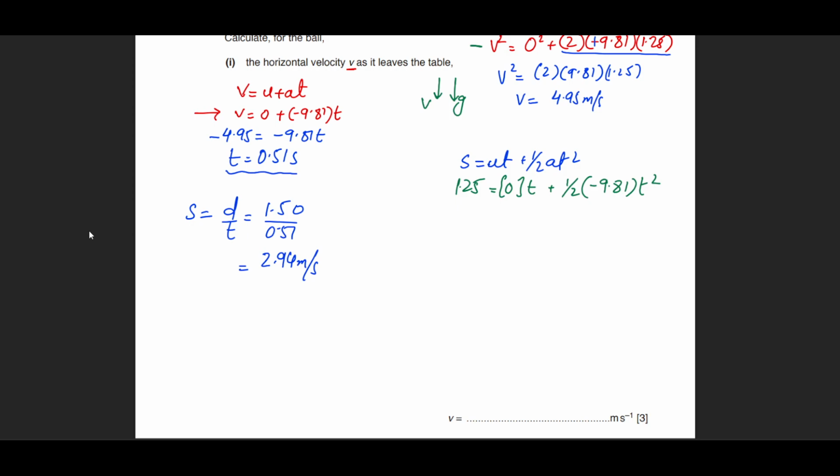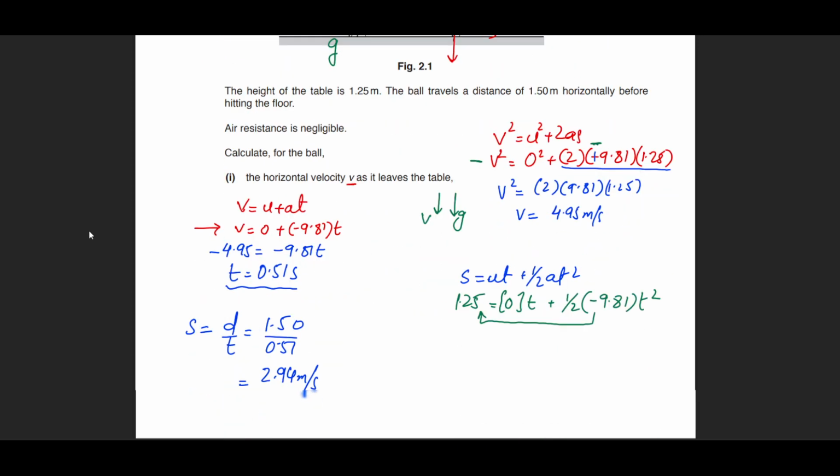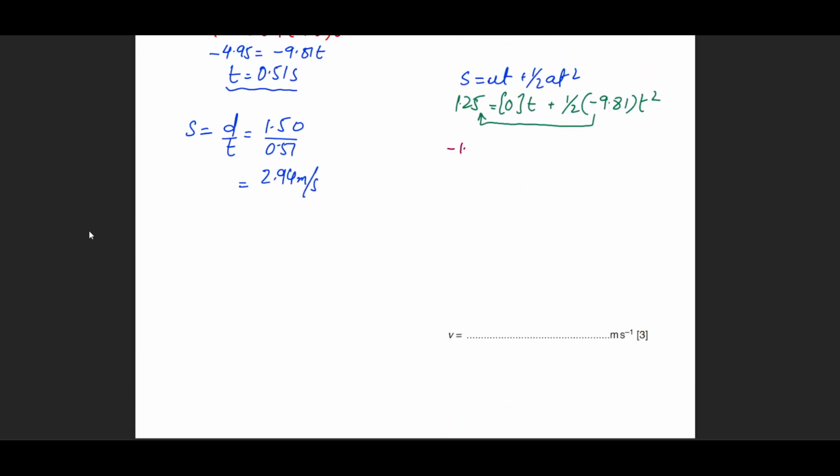Now, again, there is a problem. The problem is, if you take this negative 1.8 over to this side, this becomes a negative value, and the under root of a negative value cannot be calculated. Conceptually speaking, since the object is moving downwards, this is its starting point and this is its ending point. The displacement downwards will be taken negative as 1.25. So in place of 1.25, I should have placed negative 1.25. This whole becomes 0 plus 1 over 2 into negative 9.81 into t squared.